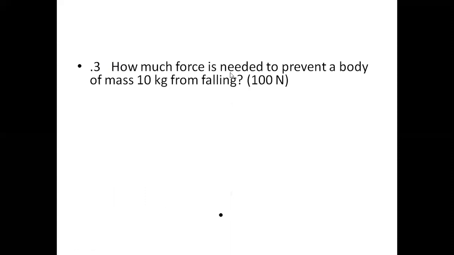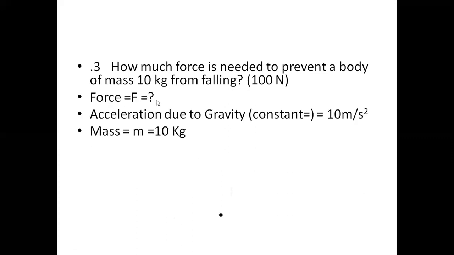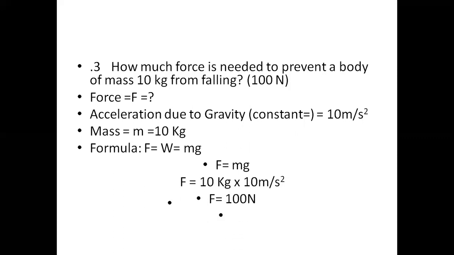Question number 3. How much force is needed to prevent a body of mass 10 kg from falling? Now, F is equal to ma, and we have to find that F. Acceleration due to gravity is constant, so we are taking it as 10 meter per second square because it is falling. The mass is equal to 10 kilograms. Because it is falling, the force is equal to the weight, and weight we know is mass into acceleration due to gravity. So F is equal to mg. Putting the values of m and g, we get 10 kilograms times 10 meter per second square, which is the value of g. So the force required over here is 100 newtons.